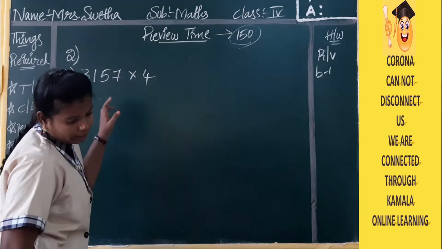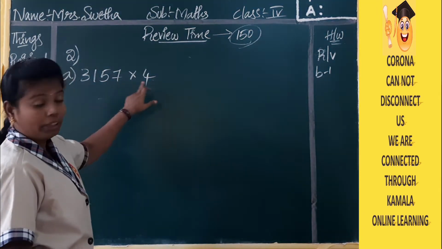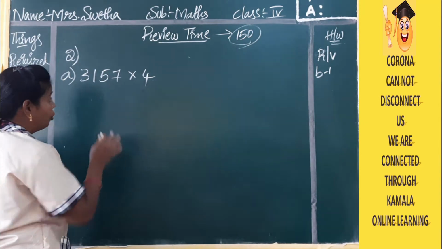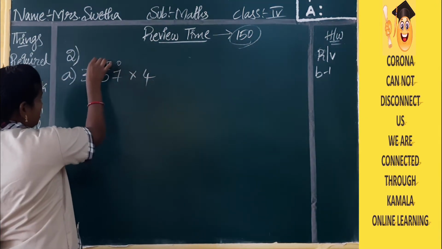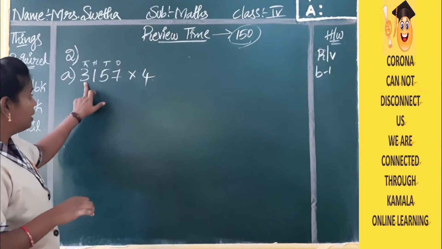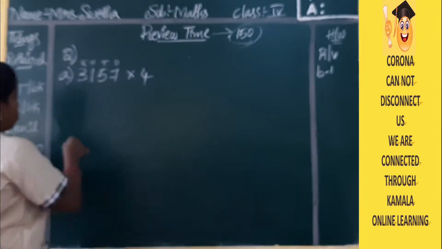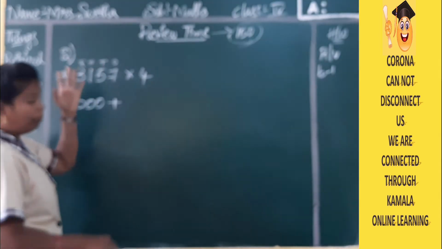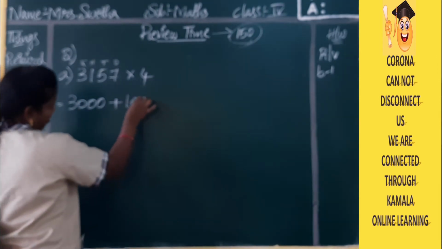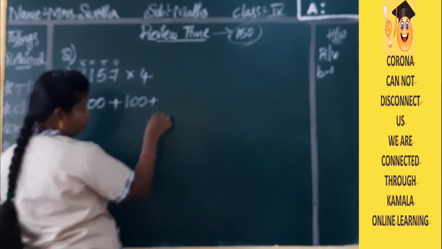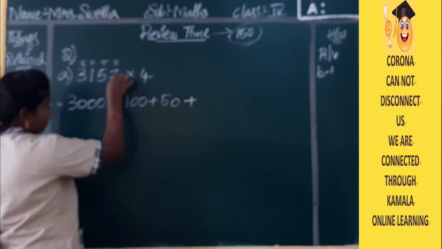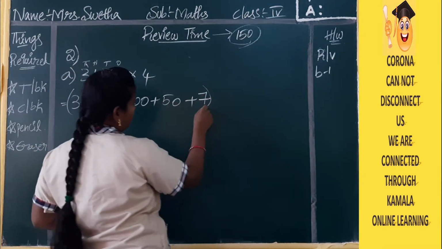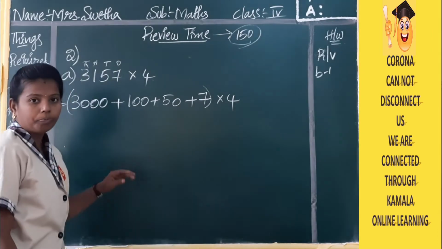See, you have the question like this. 3154 is multiplied by 4. So the multiplicand number you have to expand. According to the places we will expand the number. See, the first place you have 3. 3 is there in 1000 place, so you will get 3000. Plus 1 is there in 100 place, so 100. 5 is there in tens place, so 50. Plus 7 is there in ones place, so 7.